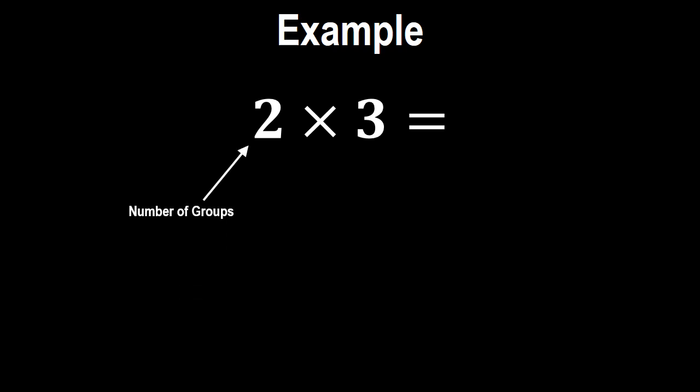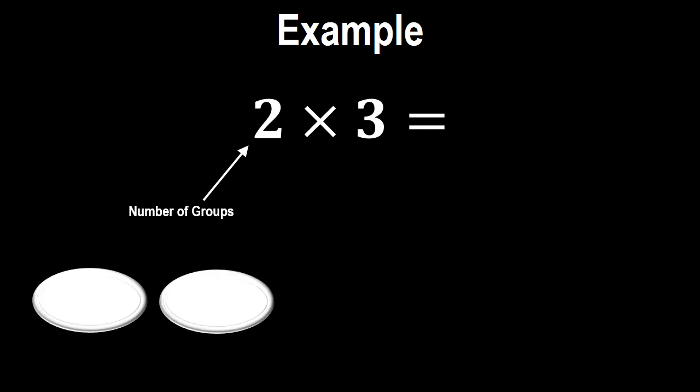Example. Let's go through an example, okay? Let's say, what is 2 multiplied by 3, or 2 times 3? Now the first number here, number 2, is the number of groups, okay? So let's say in our case we have 2 plates, 1 and 2. Now the second number, number 3, is the number of the same thing in each group.